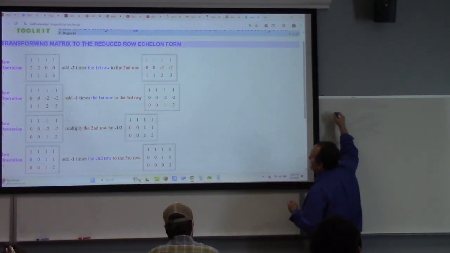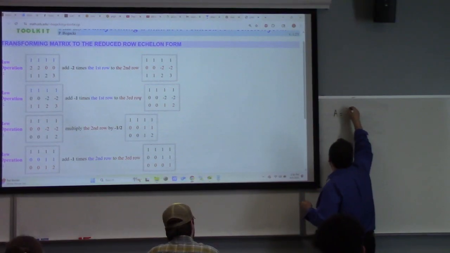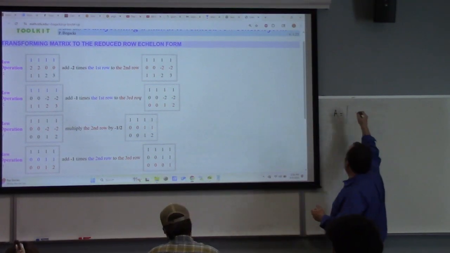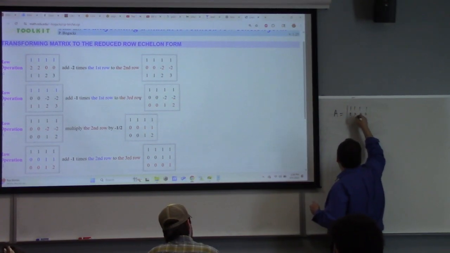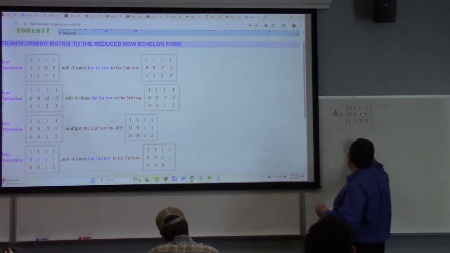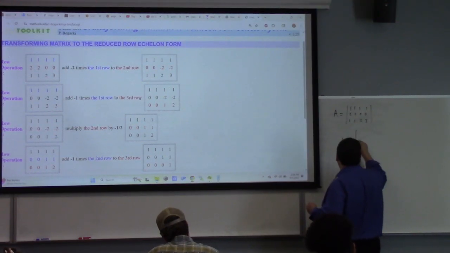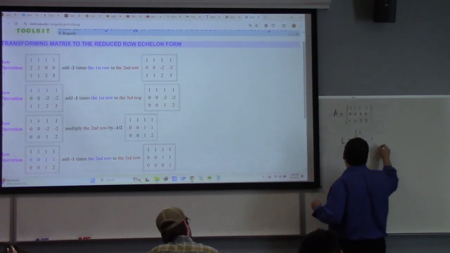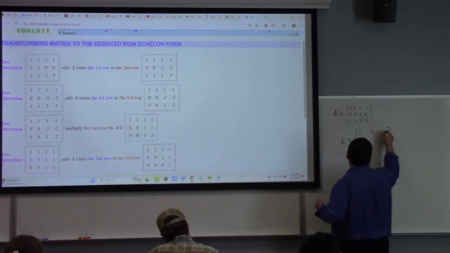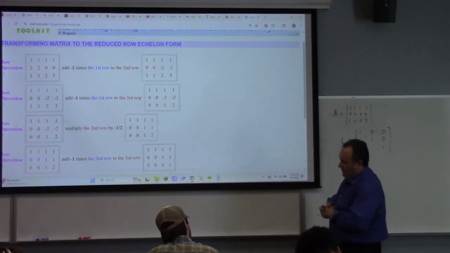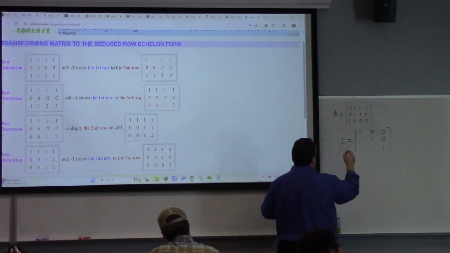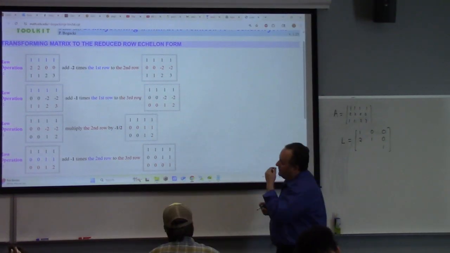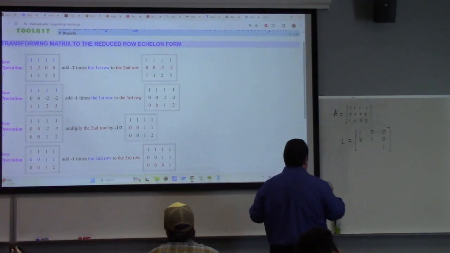But, all right, so this one here, my A was what? 1111, 2200 and 1123. Okay. All right. So again, I believe that it should be a 3 by 3 L. And all right. So what's the forward pass? Minus twice the first row to the second one. So I think I put a 2 here. And minus the first to the third. So I think I put a 1 here.